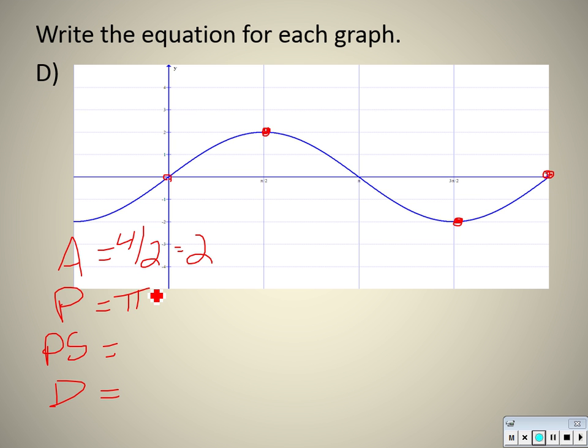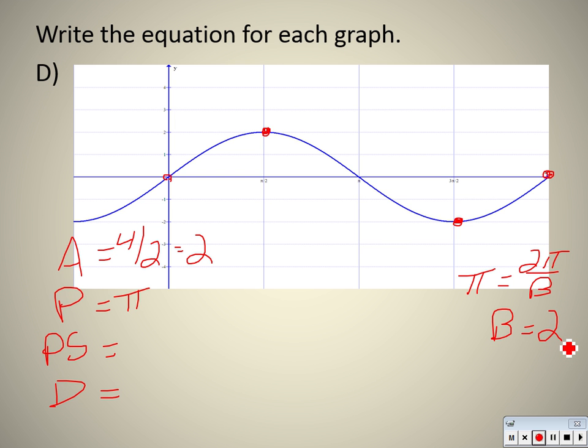And when I go to do the b value for that, and I'm just going to put this over here, I'd have pi equals 2 pi over b. And when I solve that for b, I get a b value that equals 2. So I'm going to need that when I go to write my equation.